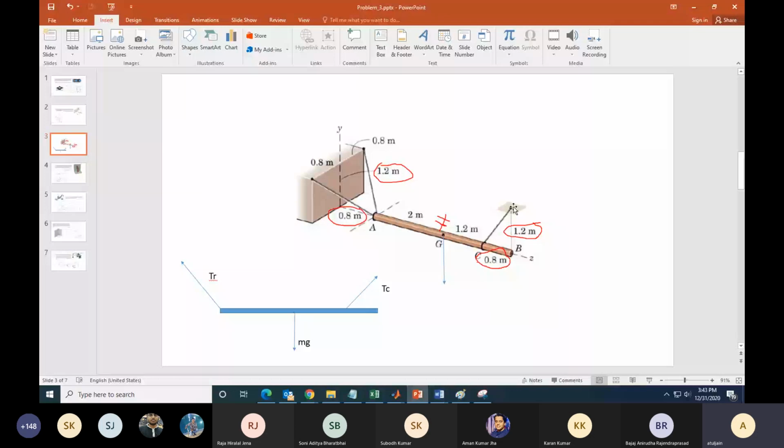It's in the same plane, the YZ plane, because by symmetry it has to be in the YZ plane. Otherwise, two forces are in the YZ plane and the third force is not in the YZ plane. Summation Fx cannot be 0.